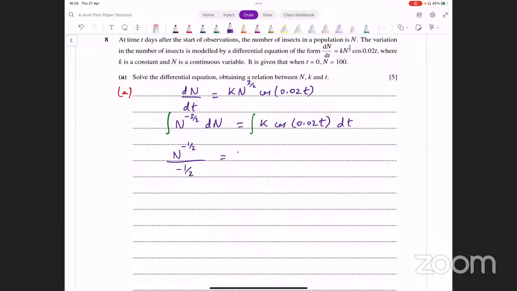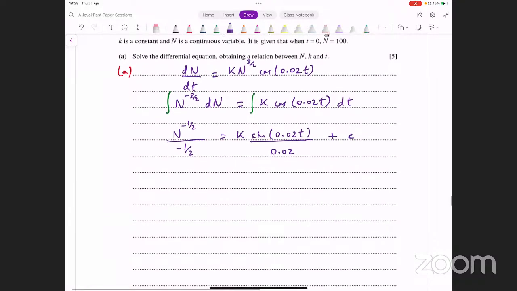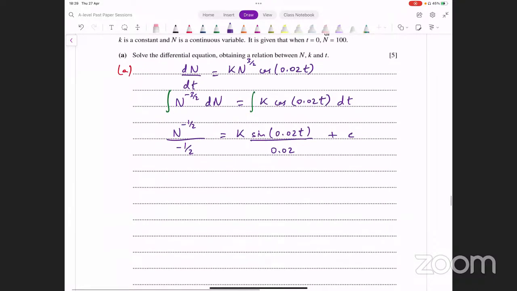On the other side, you have k as a constant into cos of 0.02t. Cos की integration क्या होती है? Sine, so it becomes sine of 0.02t divided by the derivative of this part. Sine 0.02t का derivative क्या होता है? 0.02. We divide by that plus c. That's the solution of the differential equation that you get, but you also have to find the value of c here. That is what we're going to be doing next.